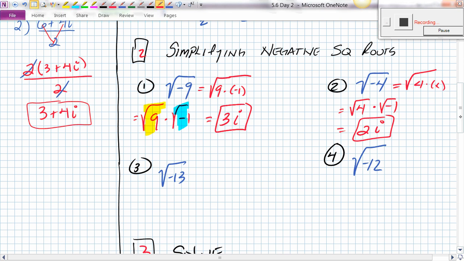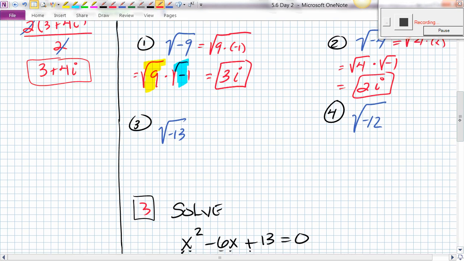The book talks about the principal square root only being the positive one. 13 is a prime number. I can't do anything with that, but I can break this up into the square root of 13 times negative 1, all underneath the square root, which is the square root of 13 times the square root of negative 1, which is just square root of 13 i for an answer.